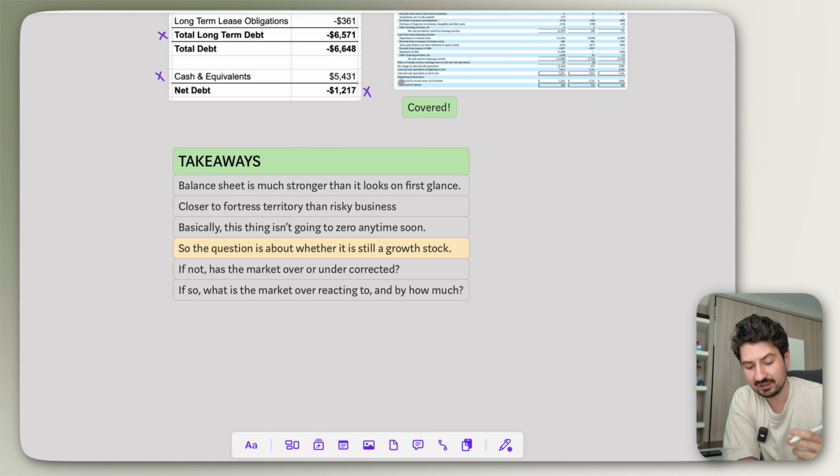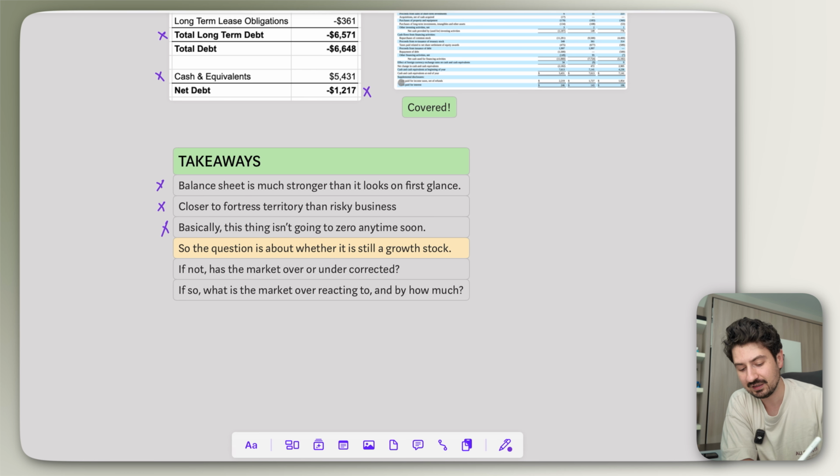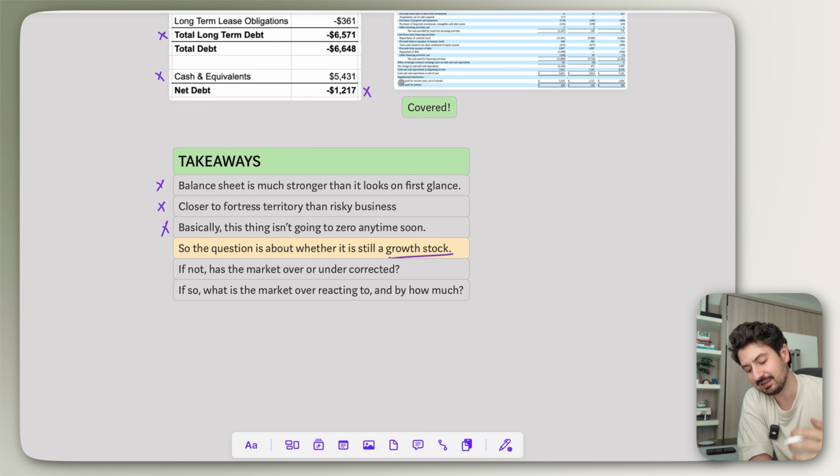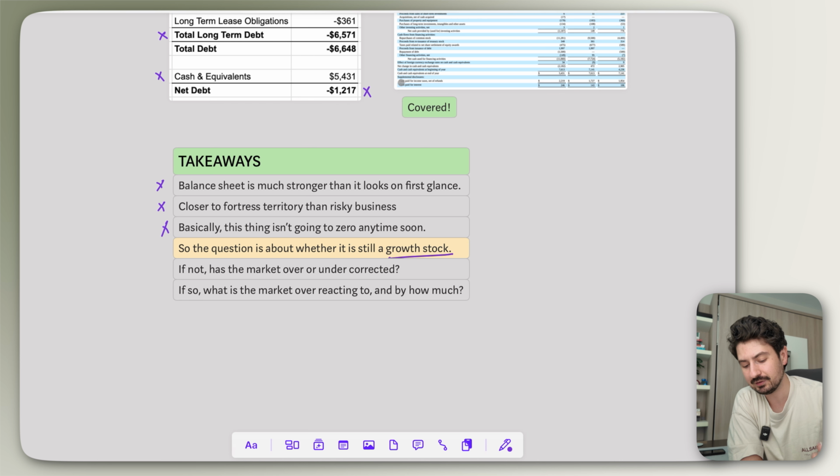So I think the takeaway here is that the balance sheet is a lot stronger than it looks at first glance because of that deferred revenue portion. It's closer to what they call a fortress balance sheet rather than a risky business. It's not going to 0 anytime soon. And so the question we're left with after all this is not whether or not it's a good business. It clearly is an amazing business. It's whether or not it's still a growth stock, because that's how it's been priced.